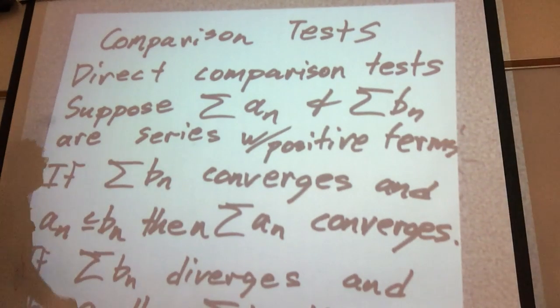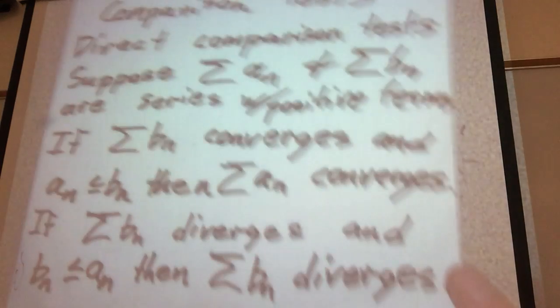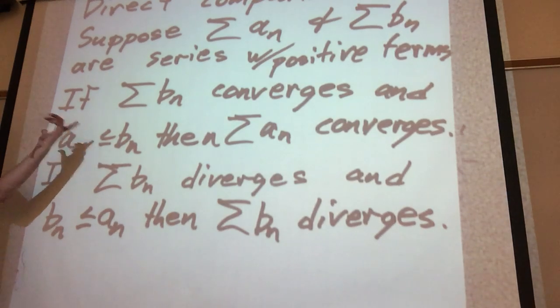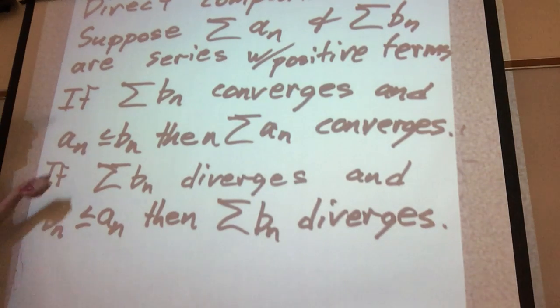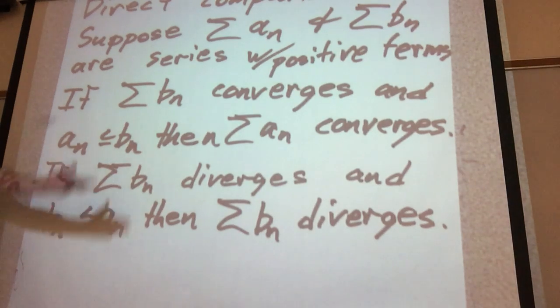All right, so today in class we're going over comparison tests. Direct comparison means you have two infinite series with positive terms. If you have one series, the sum of b sub n, that is convergent, and all of the terms of that series are bigger than all the terms in the other series, then that means that the sum of a sub n has to converge, okay?